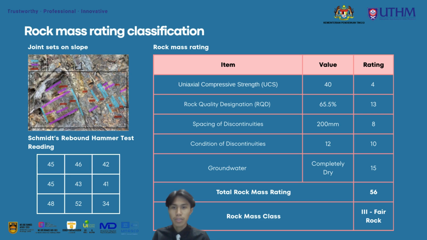Next is rock mass rating classification. So the first figure is joint set on slope. Next, Schmidt hammer test and reading. And the third one is rock mass rating.